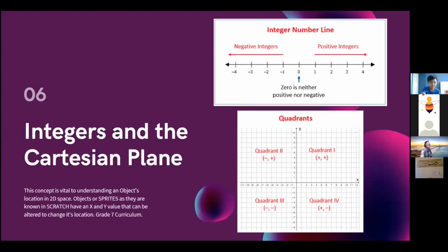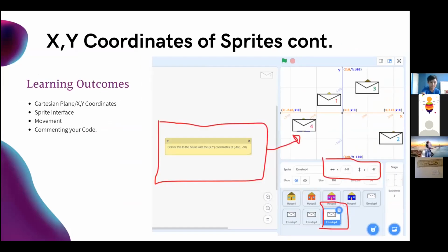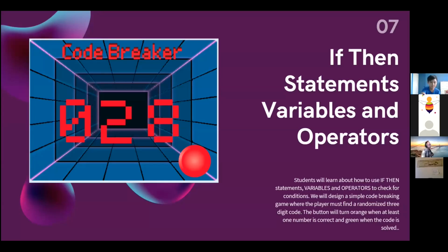Then we get a little bit into how we can describe the location of things in Scratch. We use the Cartesian plane, and we have a lesson on that where we compare the location of houses to the plane as addresses. There's a quick activity I made where you figure out where envelope 1 is, figure out where envelope 3 is. This is a fun one. That's one day. This is our first sort of intro, the code breaker. I have it as lesson 7, but it's probably earlier now.